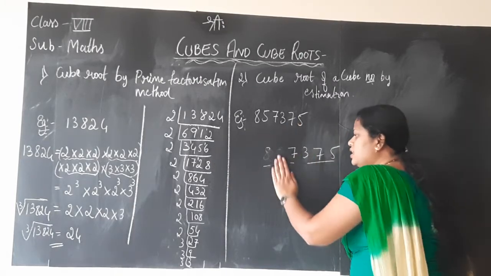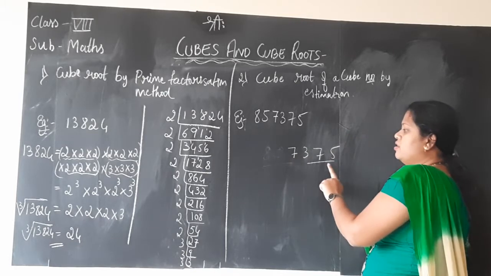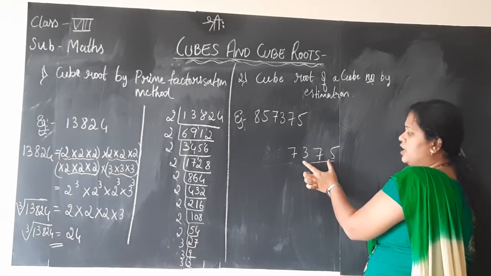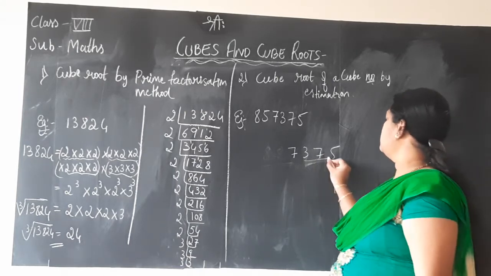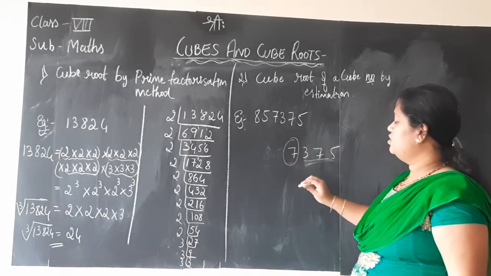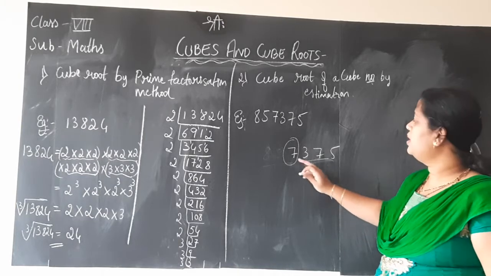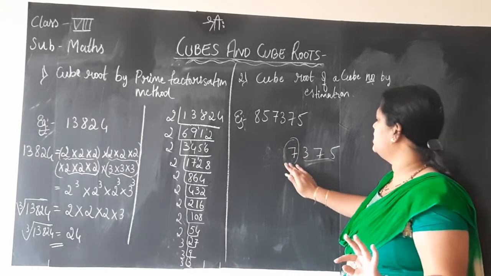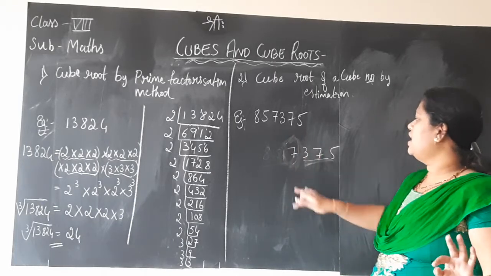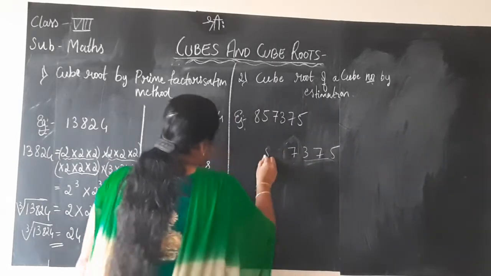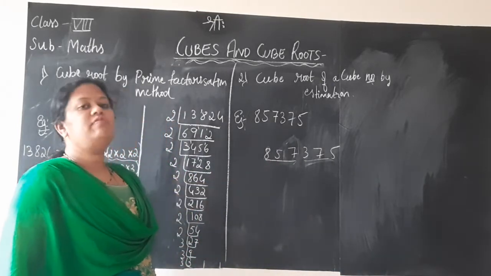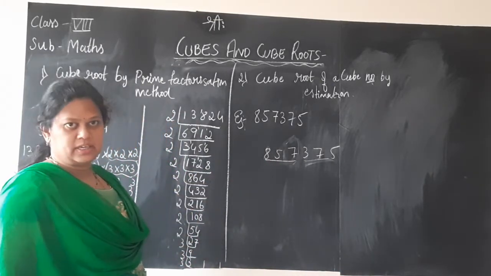Suppose here only 7375 was there. So from the right hand side when I grouped, only 375 I grouped, but only 7 I am left with. Where to group, ma'am? Don't worry, keep it as it is. 7 will be remaining as it is. But luckily we have 8 and 5 here, so 375 separately and 857 separately we will split.